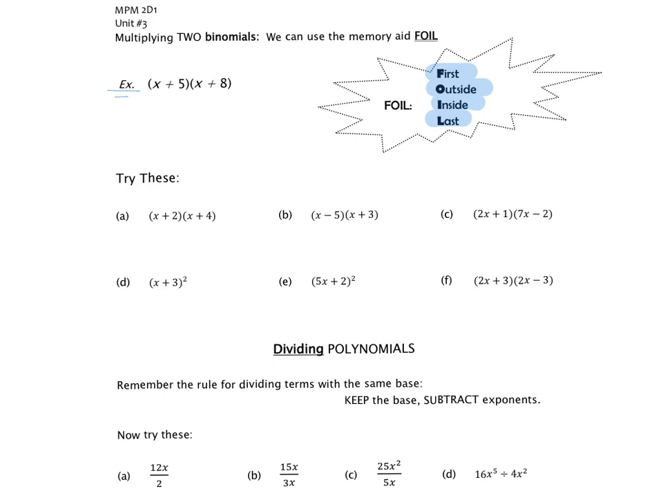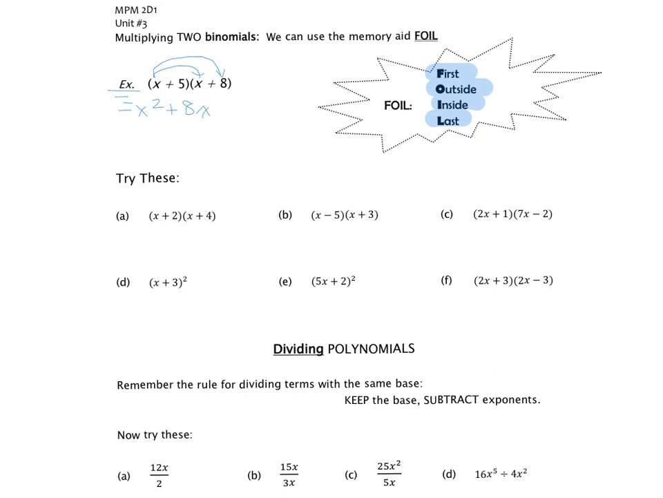So we have x plus 5 times x plus 8. So x and x have to be multiplied by each other first. So x times x gives me x squared. The x also has to be multiplied by the 8. So I think about that first term of the first binomial being multiplied by each term of the second binomial. So we have x times 8 gives me 8x. So that first term has been multiplied by each term of the second binomial.